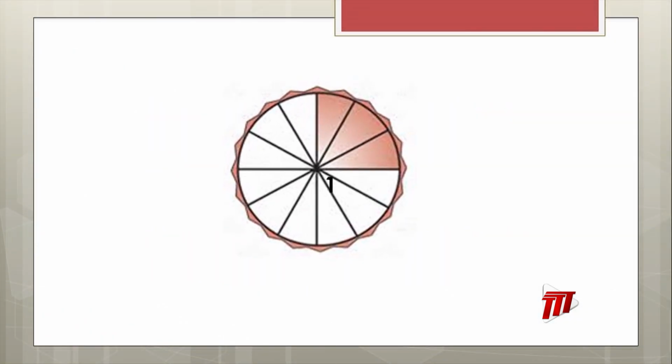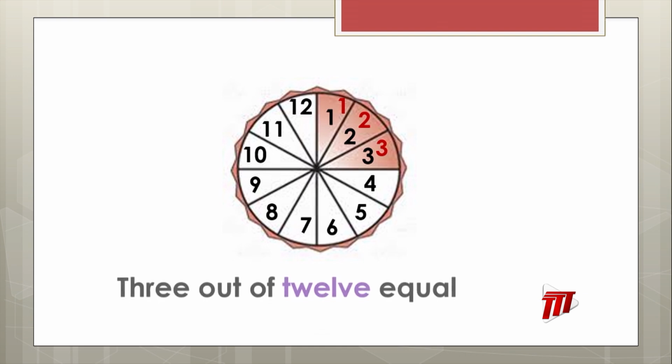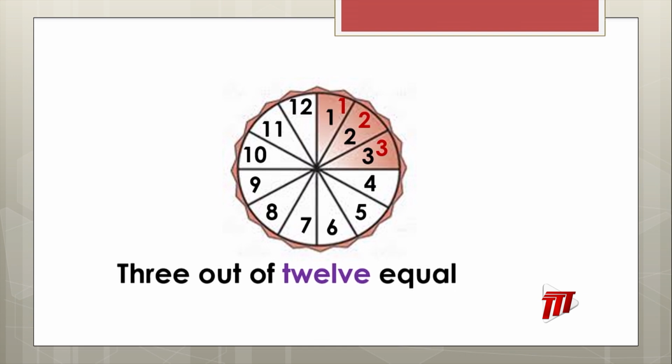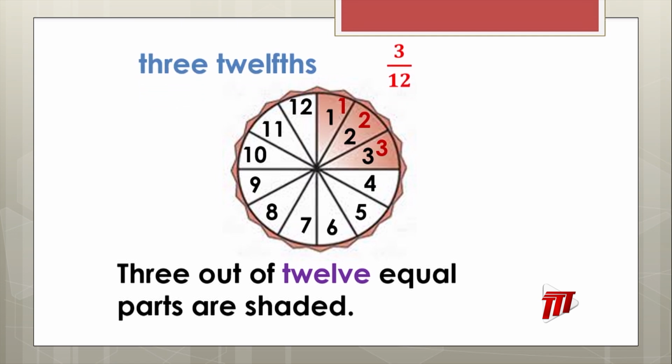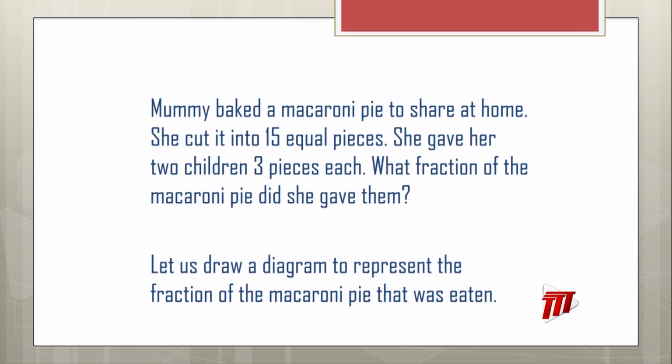All right, so let's count again. 1, 2, 3, 4, 5, 6, 7, 8, 9, 10, 11, 12. So this is our pizza. Let's count the shaded area now. 1, 2, 3. So what is the portion that Star ate? Star ate 3 out of 12 equal parts. So Star ate 3/12 of the pizza. So let us try another problem.